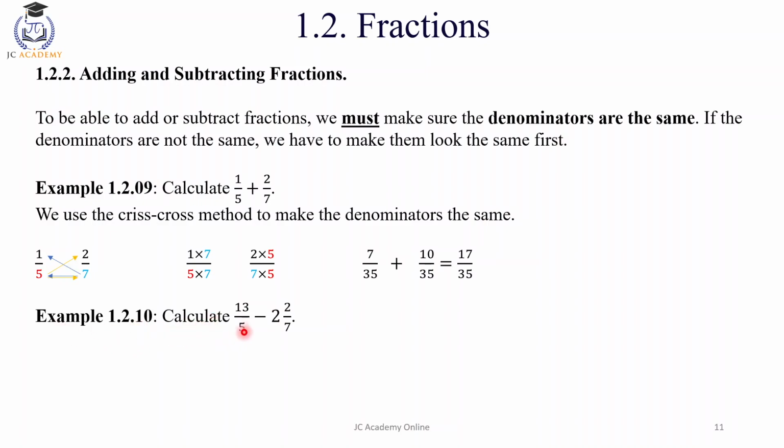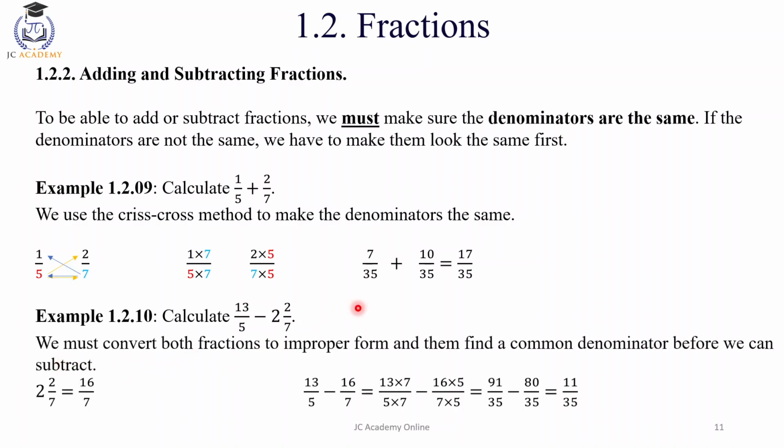So we have: calculate 13 over 5 minus 2 and 2/7. Now notice we have an improper fraction and a mixed fraction. As it stands, it's difficult to calculate or work with this. So we need to convert both fractions to improper form and then find a common denominator before we can subtract them. Okay? Don't try subtracting them straight away. Your answer will most likely be incorrect.